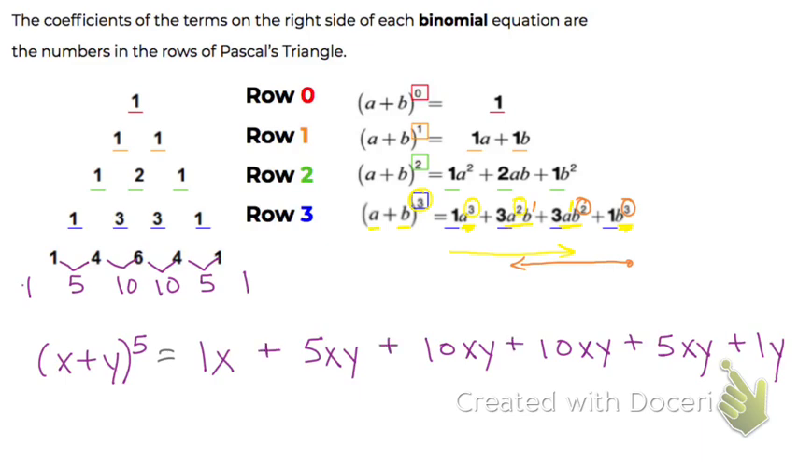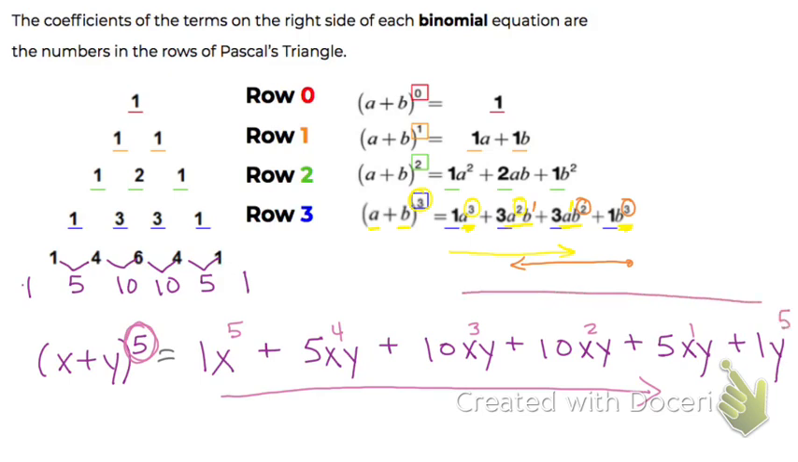Now let's start looking at the exponents. So remember, if this is a 5, I'm going to do my x's first. It starts off with a 5, and then it starts getting smaller from left to right. So 5, 4, 3, 2, 1. Now let's do the same for the y's. I'm going to end with a y to the fifth, and then it's going to get smaller from right to left. So 5, 4, 3, 2, 1. And there we go.